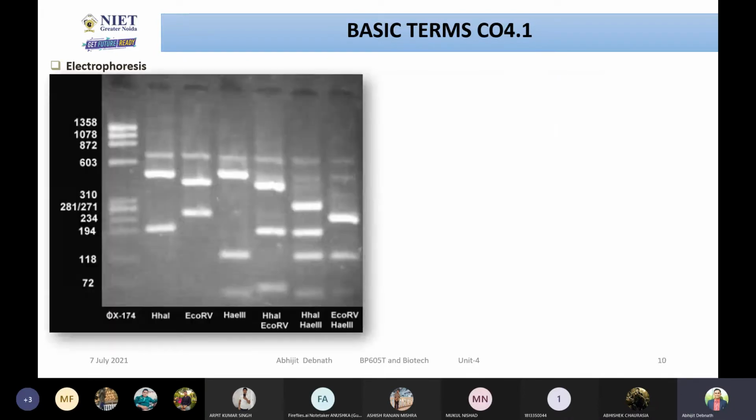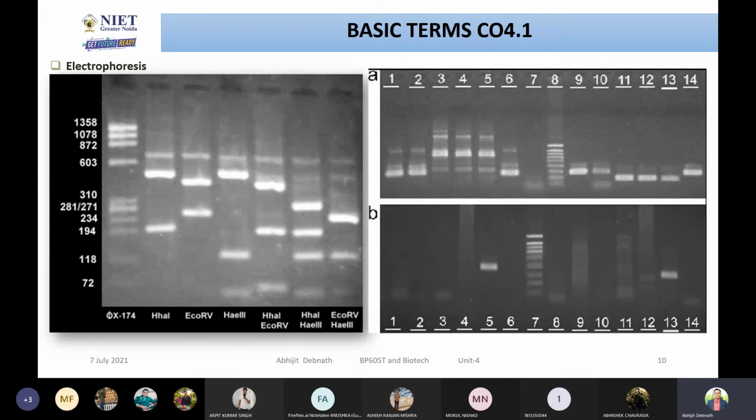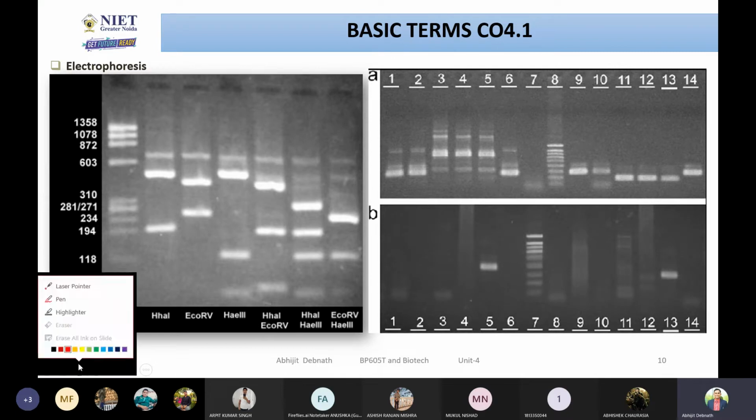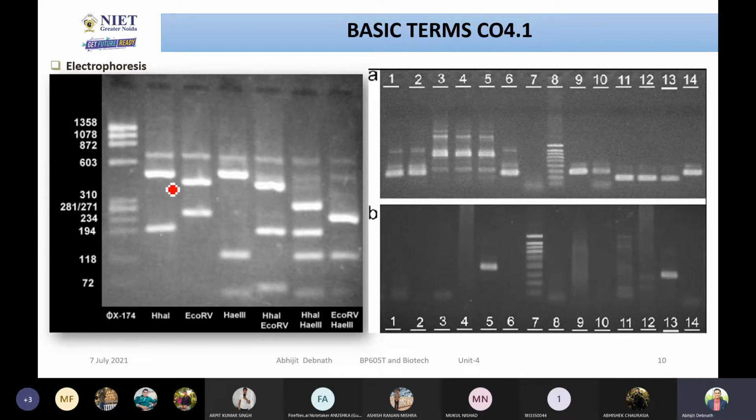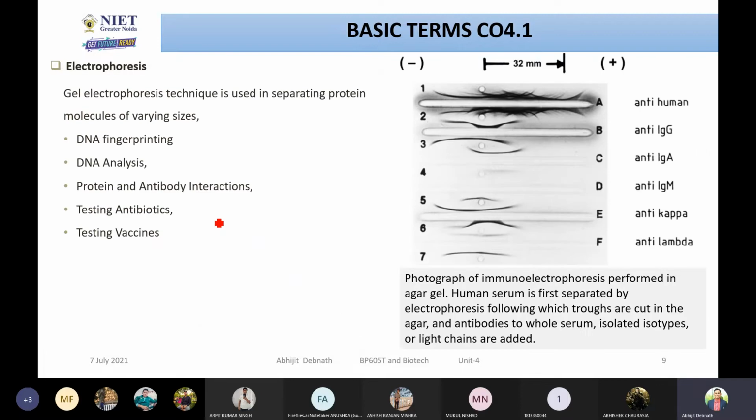So after completion of your entire electrophoresis, these are some pictures. You'll be getting something like this. So you can analyze what substances are present in that particular sample. So this is the molecular weight. High molecular weight molecules will not be able to come up to here. Small molecular weight will be able to come. So based on that, you can separate different types of molecules.